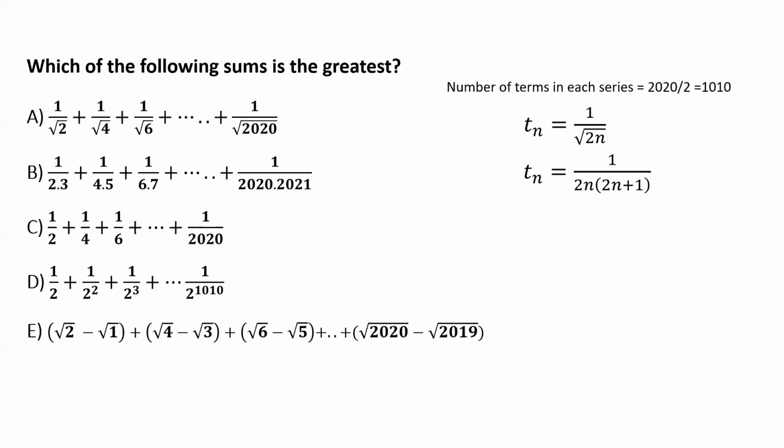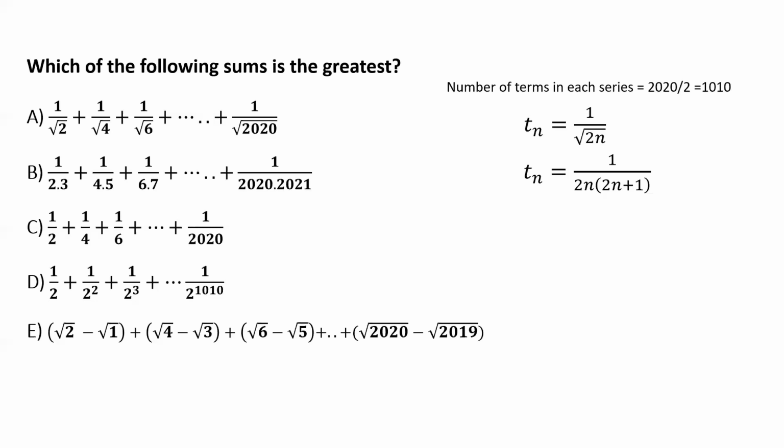Obviously, since the denominator of the first one is smaller, the nth term of the first series will in general be greater in value than the nth term of the second series. So of these two, it's clear that series A will have a greater sum because in general its nth term is greater than the nth term of series B. And we find this by just comparing which denominator is lower in value.